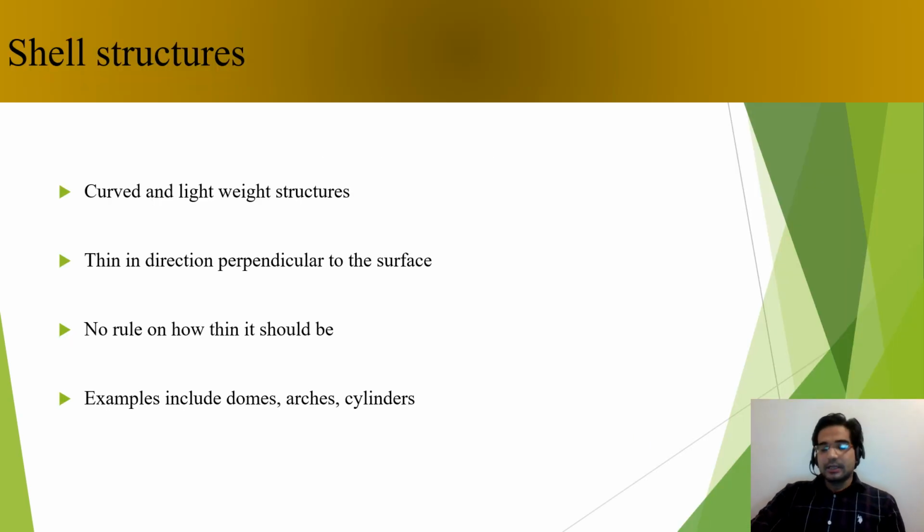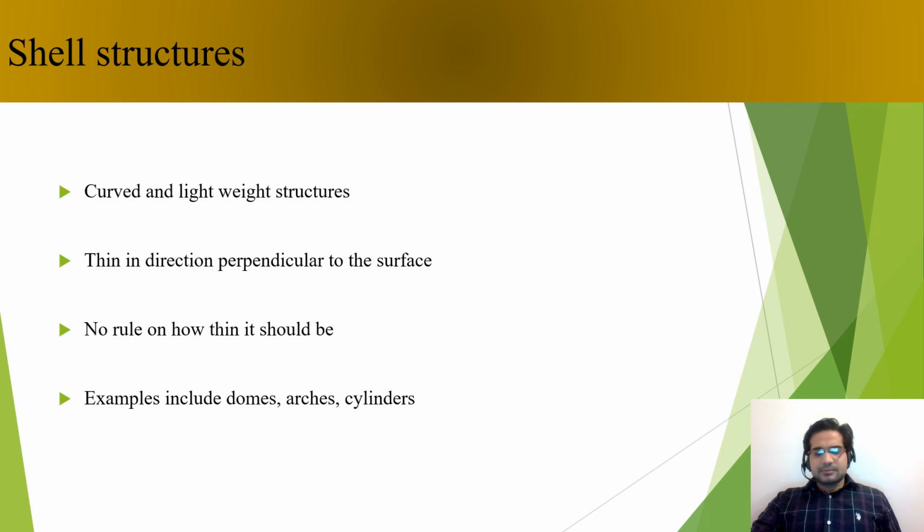So, shell structures. It's really important to understand the concept of shell structures that are mostly used in green building concepts. A shell structure is a curved, lightweight structure. It's thin in the direction perpendicular to the surface. So if you have a paper and you put a pen on it in the perpendicular direction, that is the direction I mean. Some of you might be thinking how thin it can be. There is no ruling that I found online or in any design manual which states how thin a shell structure can be. It can be as thin as possible, but there is no ruling on that.